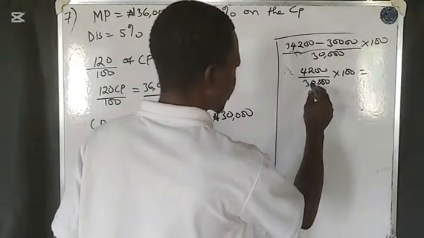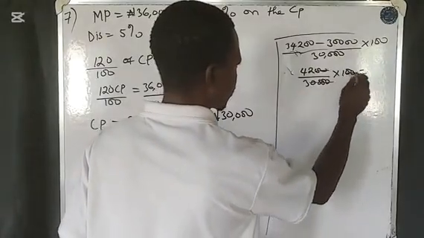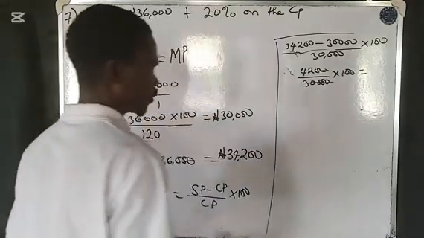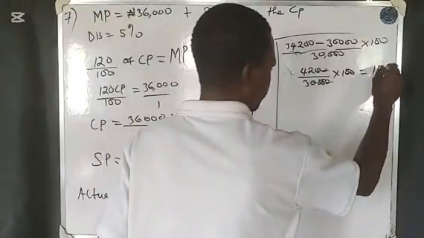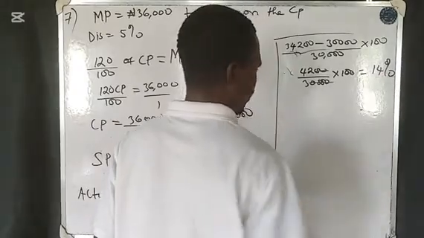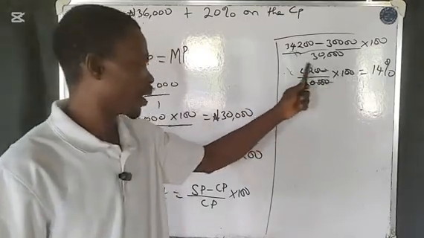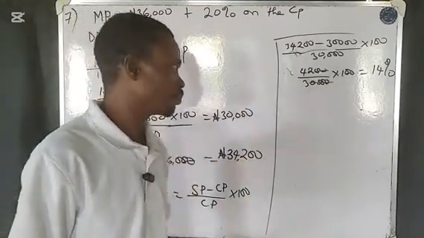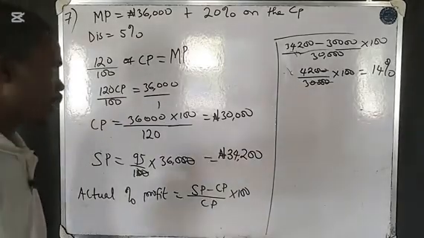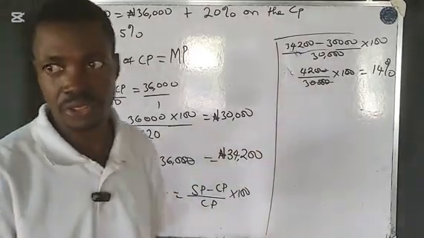All these 40 will cancel themselves. 40 cancel 40, right? 42 divided by 3. That should give you 14%, right? 42 divided by 3, find out. 3 in 4, 1, remainder 1. 3 in 12, 14%. That is the actual percentage profit. Is that the last question there?